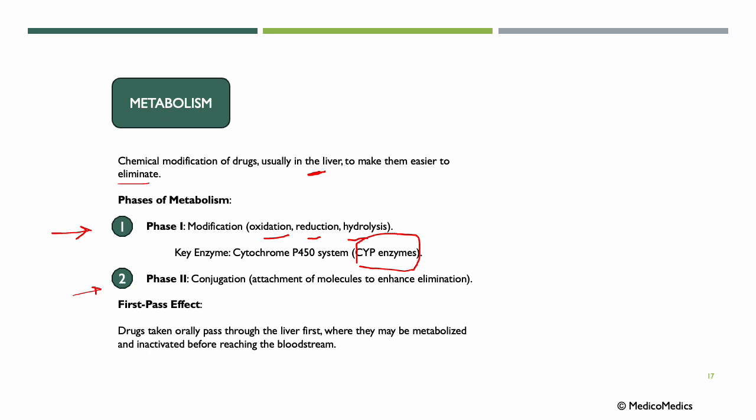Now, an important concept here is the first pass effect. So, drugs taken orally must pass through the liver before entering the bloodstream, and a significant portion may be inactivated during this first pass, leading to a reduction in its bioavailability. Now, after metabolism, the body needs to get rid of the drug, so let's look at excretion.